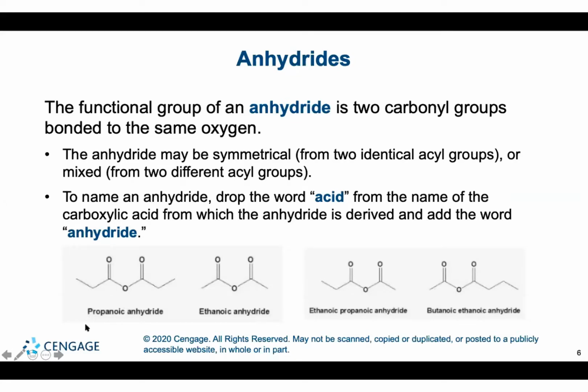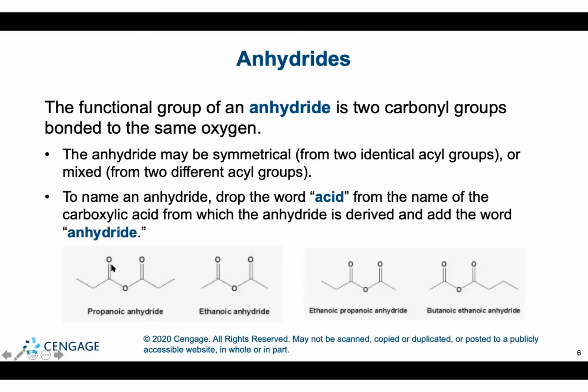It's going to be propanoic. We just get the oic part of the carboxylic acid and keep it. It's going to be 3 carbons, so it's going to be propa, and we add oic. It's going to be propanoic, but instead of acid, we put anhydride. So it's going to be propanoic anhydride.